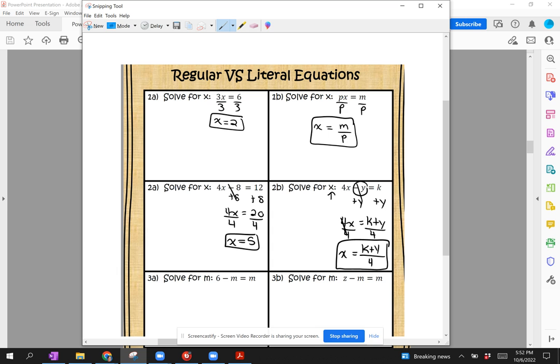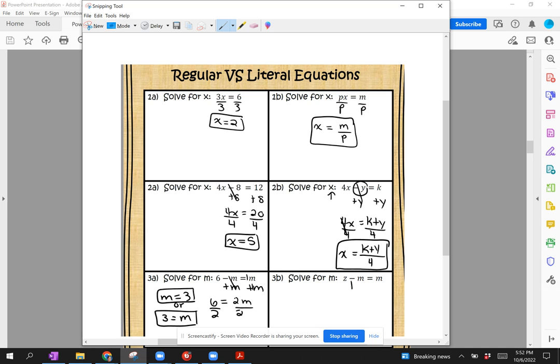Now for 3a, the m's are on different sides. So I'm going to undo a minus m by adding m. Now if you need to, put those ones in front. We have 6 equals 2m. Divide by 2 on both sides because it's now one step. We're going to get m equals 3. Or if you want to put m first, that's totally fine.